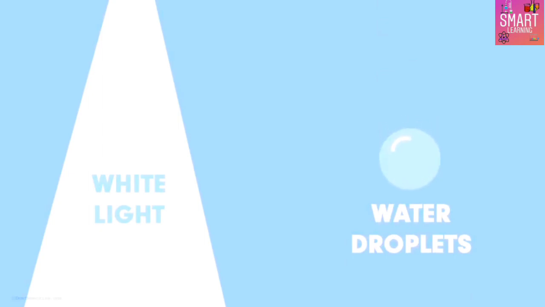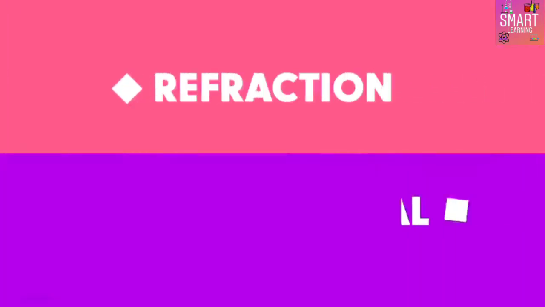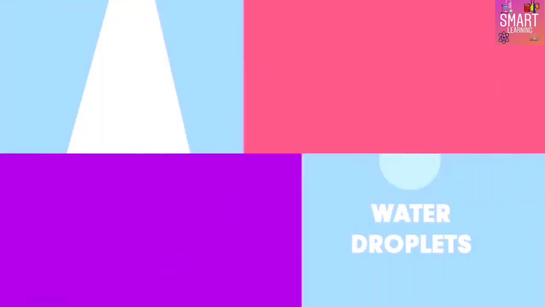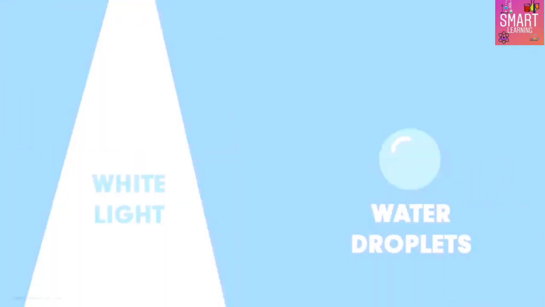Well, the formation of a rainbow results from the optical phenomena known as refraction and total internal reflection. Yes, among these two, we know quite a lot about refraction of light. Okay, let's see how sunlight and water droplets interact with each other.